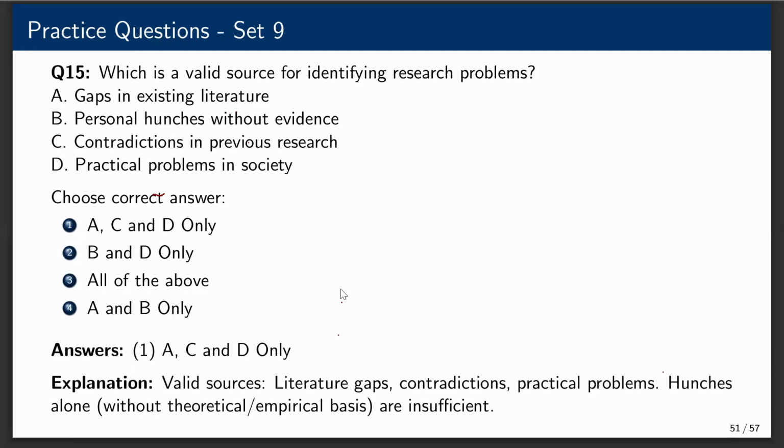Which is a valid source of identifying research problems? Gaps in existing literature, personal hunches without evidence, contradiction in previous research, practical problem in society. Choose the correct answer.